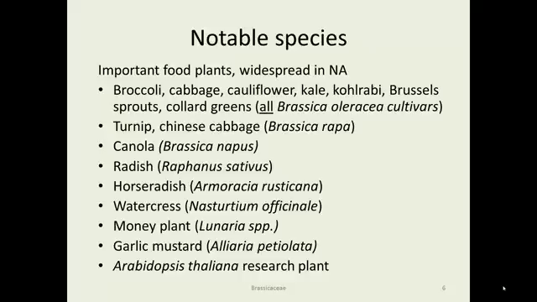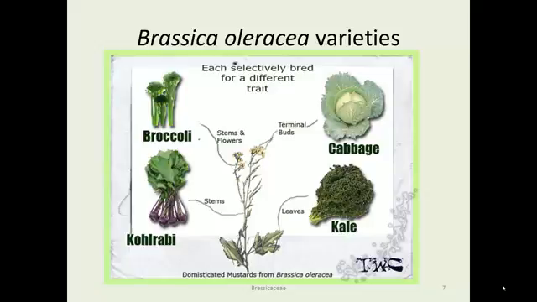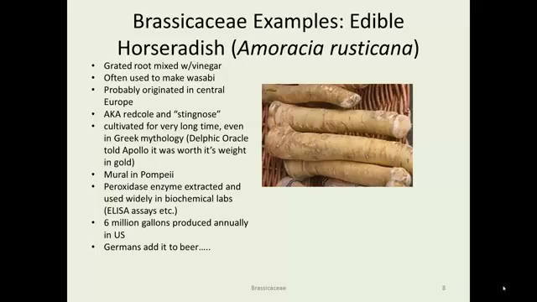I will discuss more later. Here are some examples of the different Brassica oleracea varieties, all starting from the same plant and domesticated over hundreds of years, so that it's hard to imagine that they came from the original plant and that they are actually so similarly related, but they are. So cabbage, kale, kohlrabi, broccoli, and there's several others in that category also.